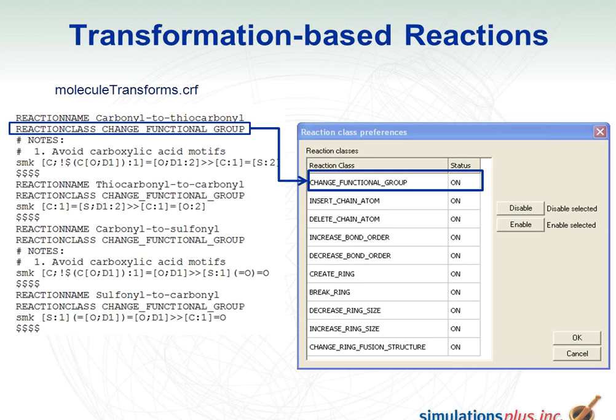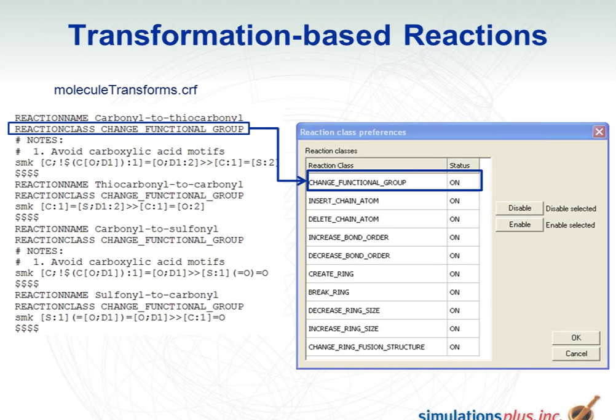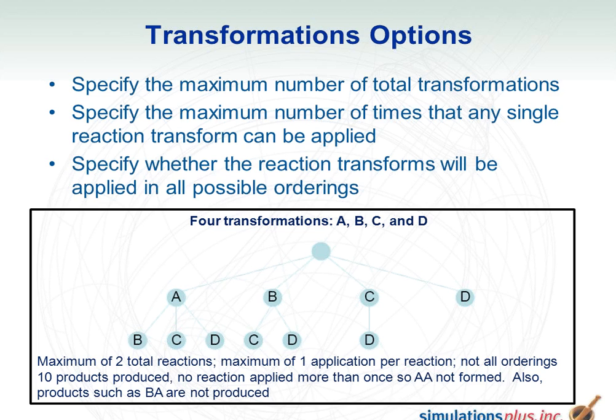particular transformation. We have a number of transformation options within the program, so we can specify the maximum number of total transformations for any one molecule. We can also specify the maximum number of times that a single reaction transformation is applied, and then finally specify whether the reaction transforms are applied in all possible orders in the file.